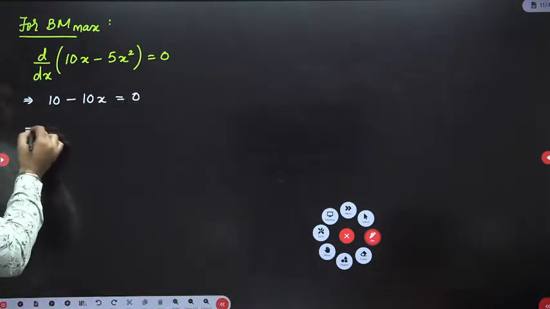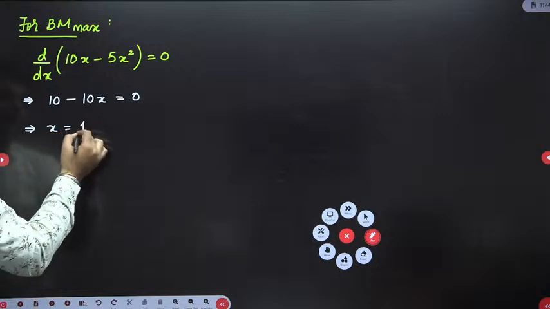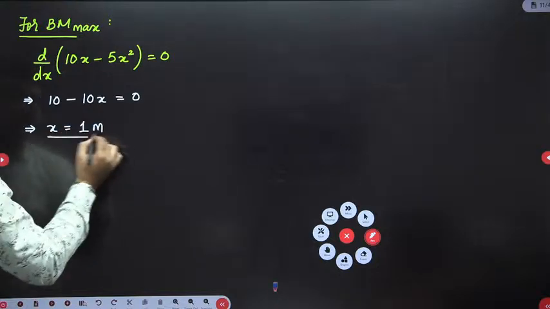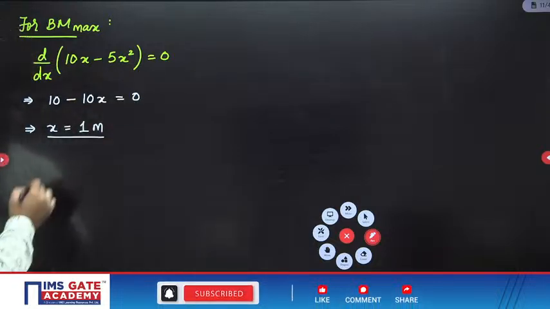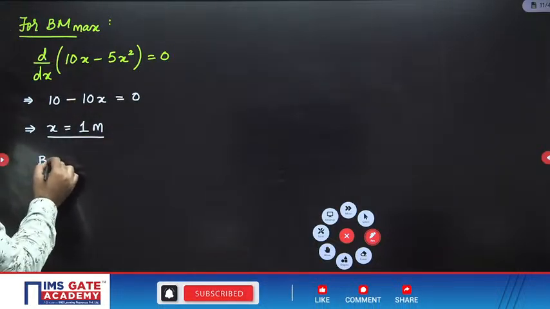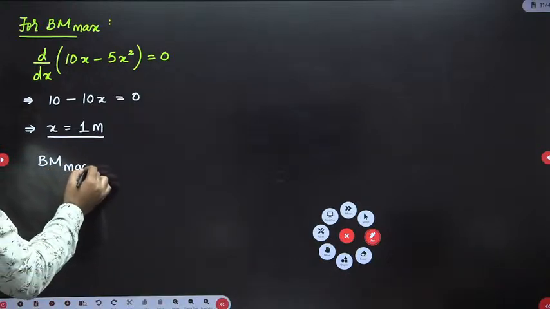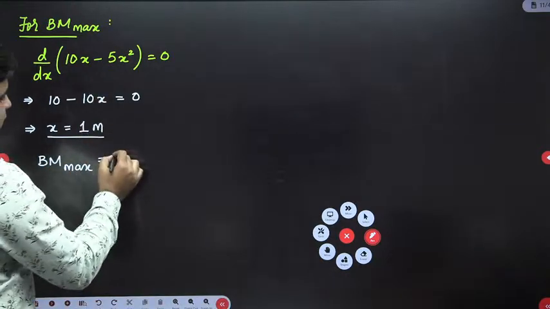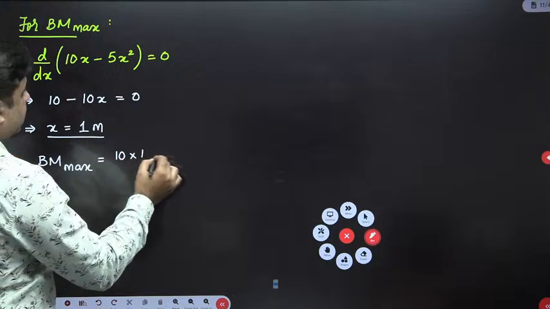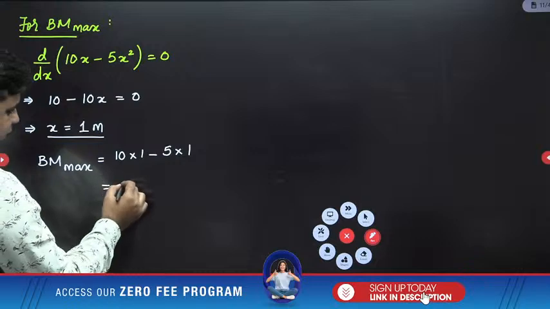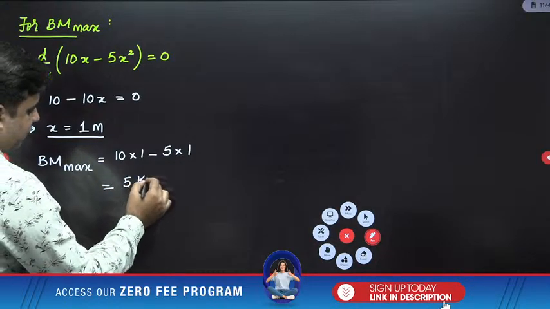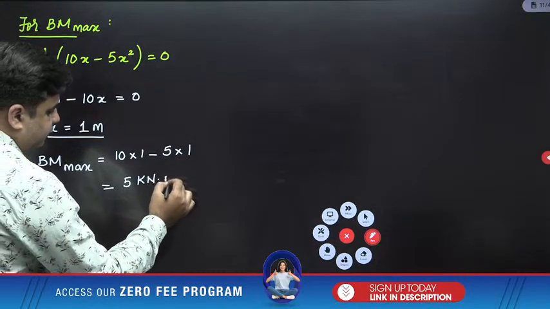Means at x is equal to 1 meter, you will get the value of maximum bending moment. Please calculate that. So BM max is equal to 10 into 1 minus 5 into 1. Please calculate this. This will be how much? This will be 5 kilonewton meter.